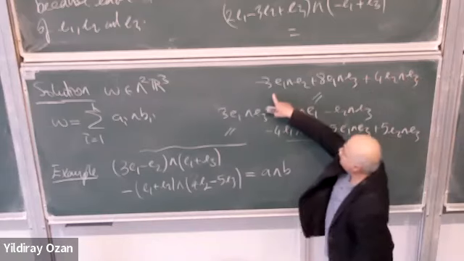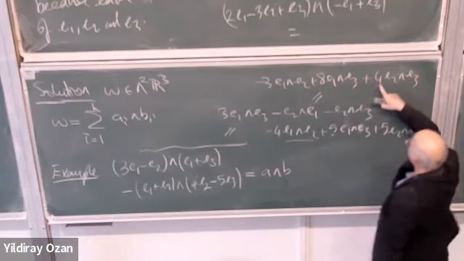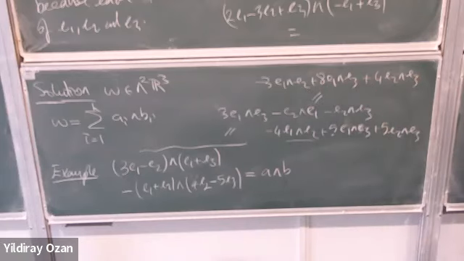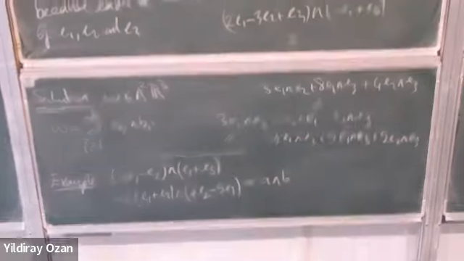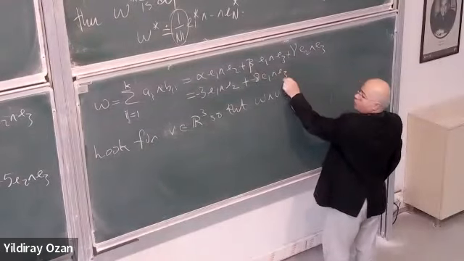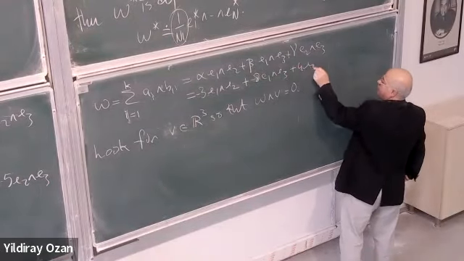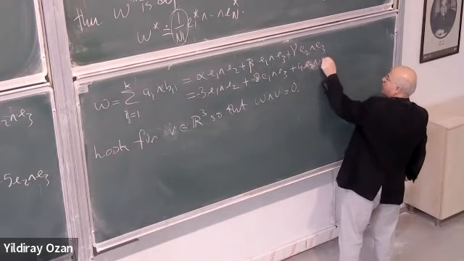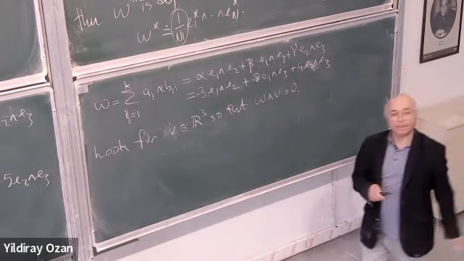So alpha is -3, beta is 8, and gamma is 4. Okay, let's do that. So let me just say this is just -3 E1 wedge E2 plus 8 E1 wedge E3 plus 4 E2 wedge E3.